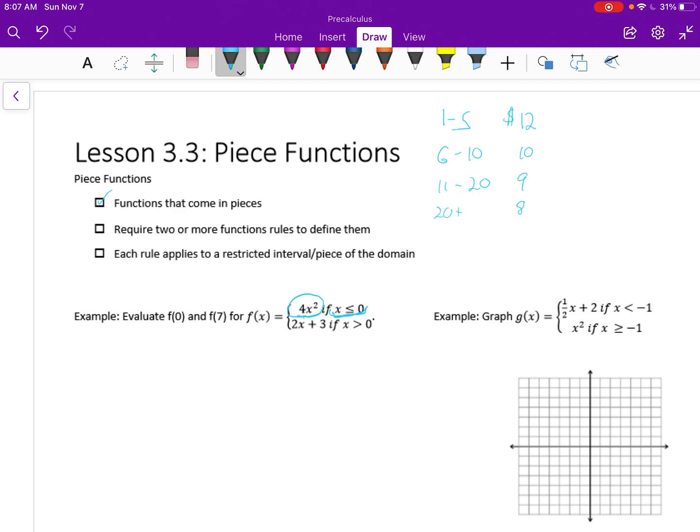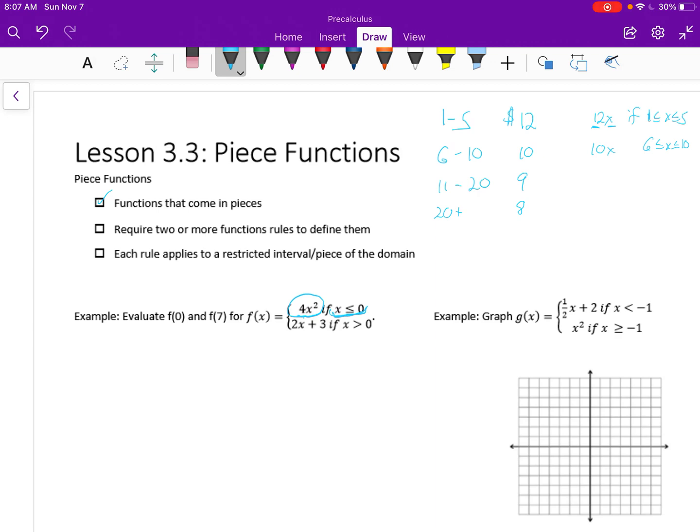So this would be a piecewise function, and it actually tells you the cost. So this would be 12x if x is between 1 and 5. You take $12 times the number of t-shirts. But if you buy from 6 to 10, you're only paying 10x. So there's an example of a piecewise function that actually occurs in real life. The ones that we'll be looking at won't be as practical, but the same idea holds true.